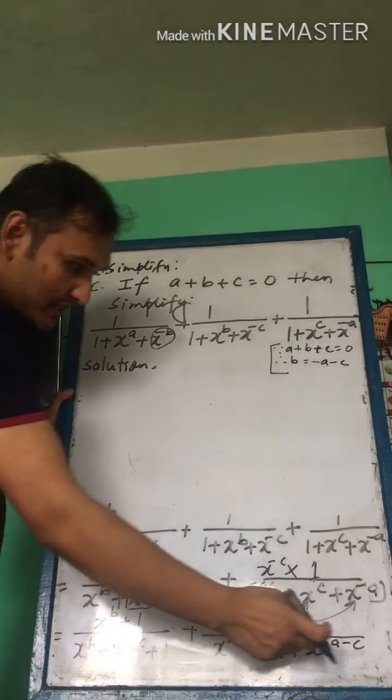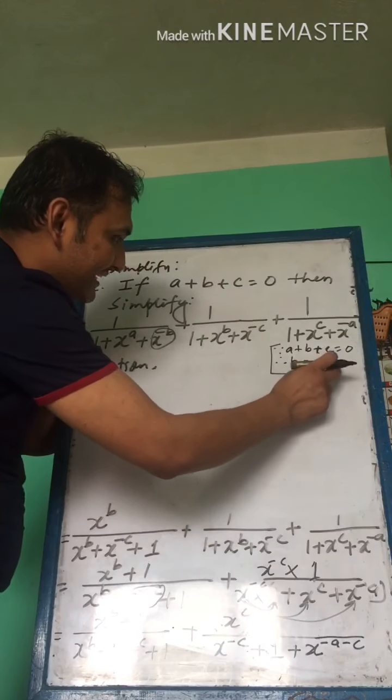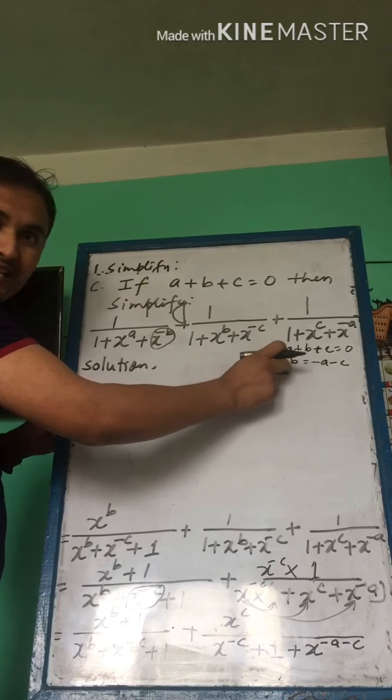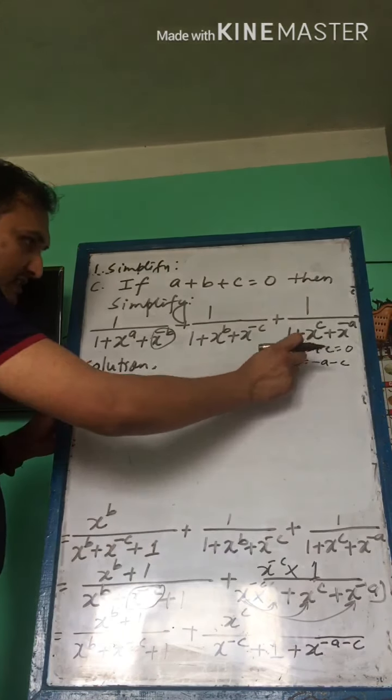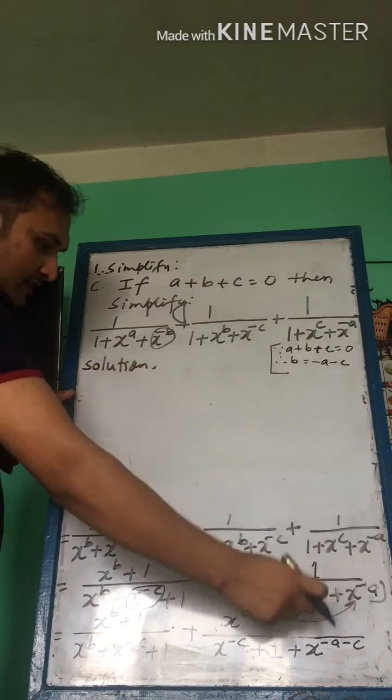Minus a minus c. In place of minus a minus c, can you replace b? Yes. Let's do it. Over here, let us replace this minus a minus c by b, the other as it is. 1 upon x to the power b plus x to the power minus c plus 1.